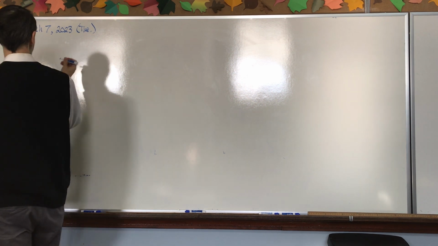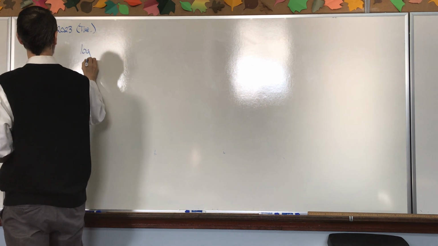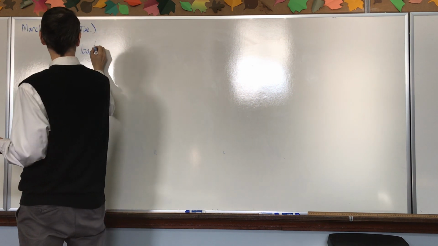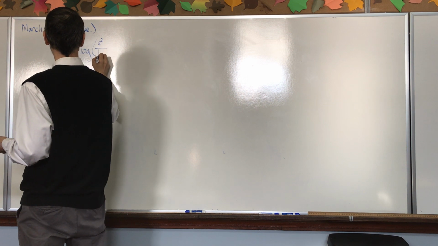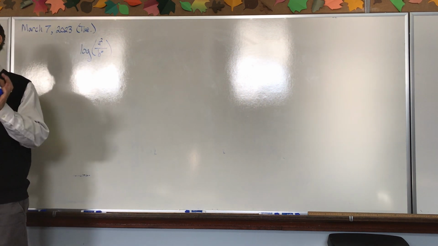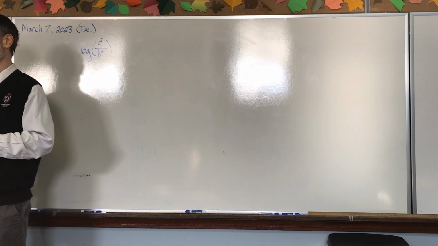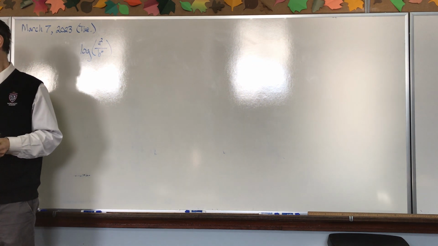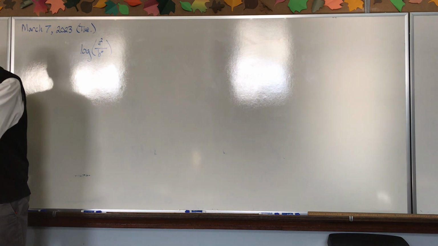Yay. So it should look like this. Log of, and you don't really need parentheses, it just makes it look neat. A squared over b to the 6th. But it has to be inside the log. So it's not log of a squared over log of b to the 6th. It's all one log.